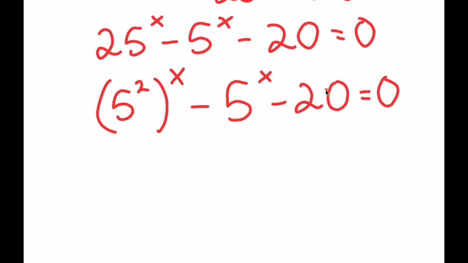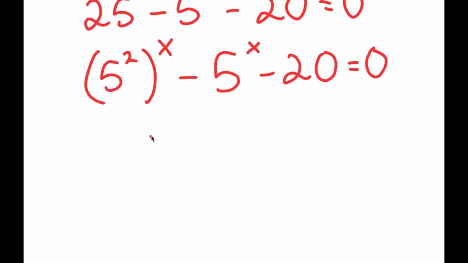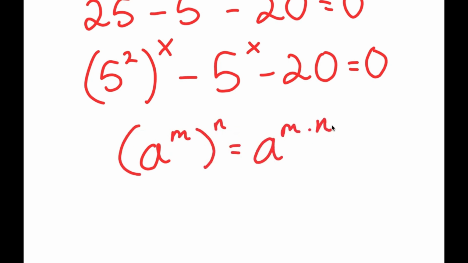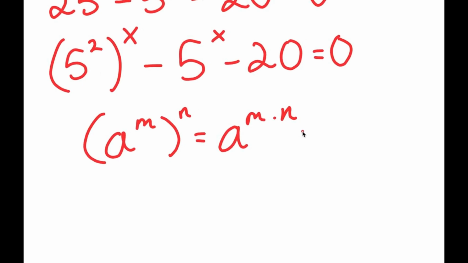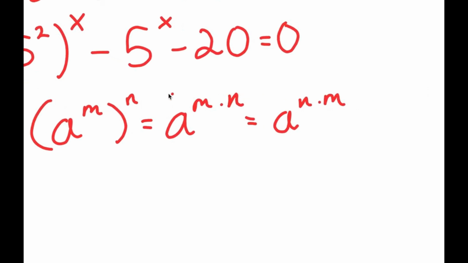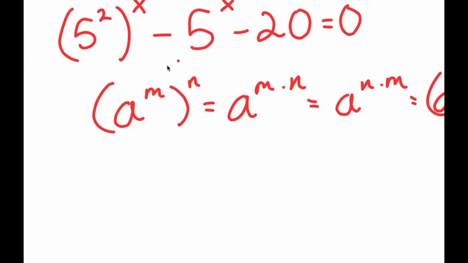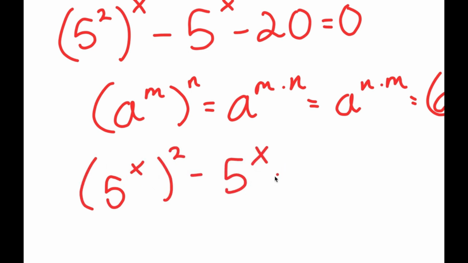And now from here, if I have something in the form a to the power of m to the power of n, this is the same thing as a to the power of m times n. And a to the power of m times n, I can rewrite as a to the power of n times m. So if a to the power of m times n is equal to a to the power of m to the power of n, then a to the power of n times m should equal a to the power of n to the power of m. So 5 to the power of 2 to the power of x is going to equal 5 to the power of x to the power of 2. Now I have this minus 5 to the power of x minus 20 is equal to 0.